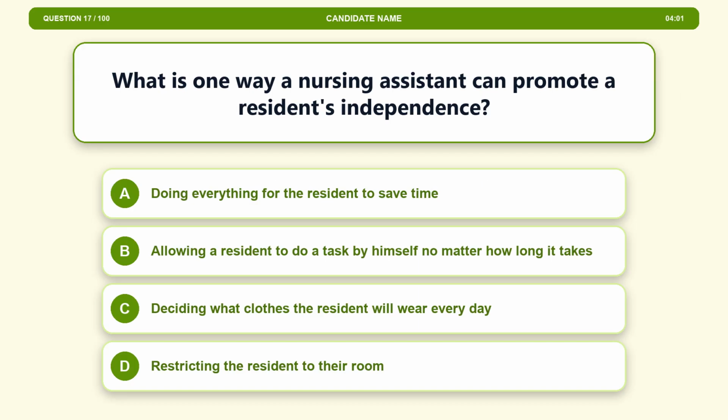Question 17. What is one way a nursing assistant can promote a resident's independence? Option A. Doing everything for the resident to save time. Option B. Allowing a resident to do a task by himself no matter how long it takes. Option C. Deciding what clothes the resident will wear every day. Option D. Restricting the resident to their room.